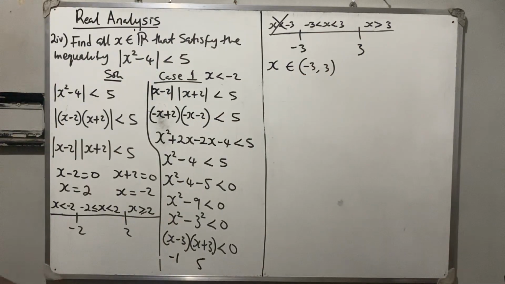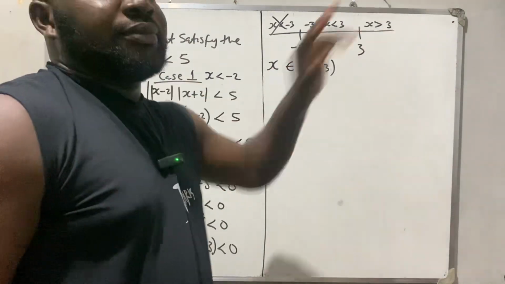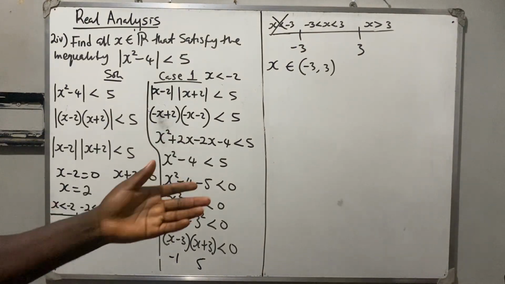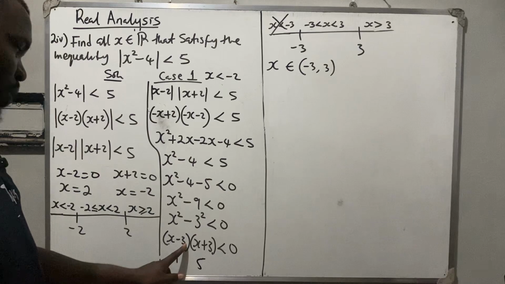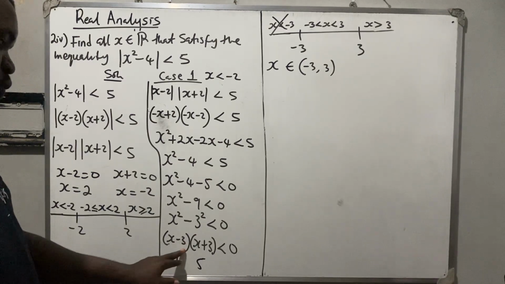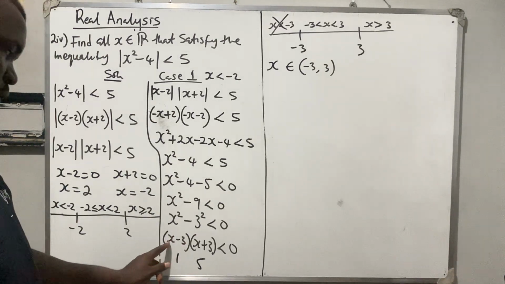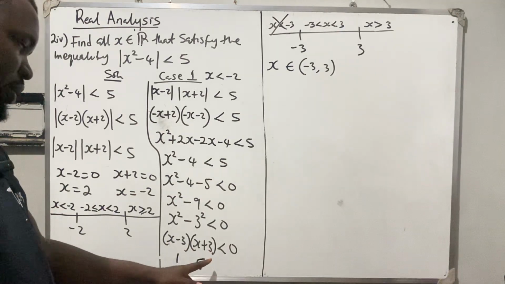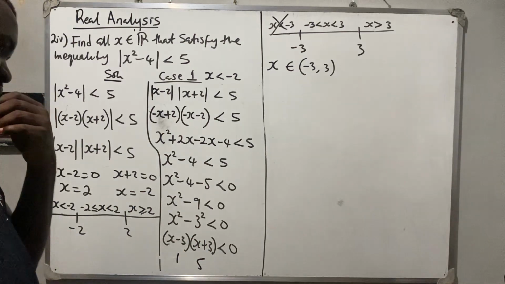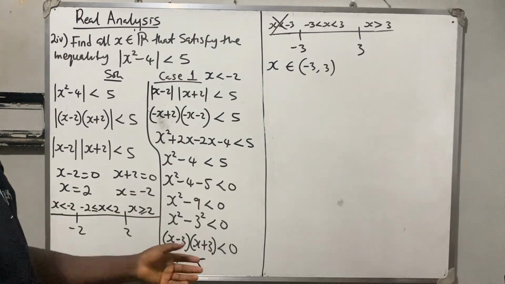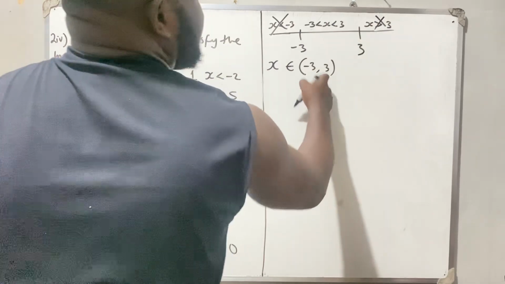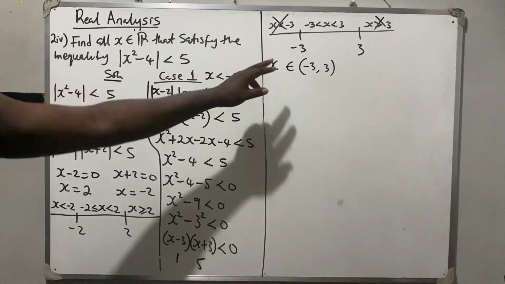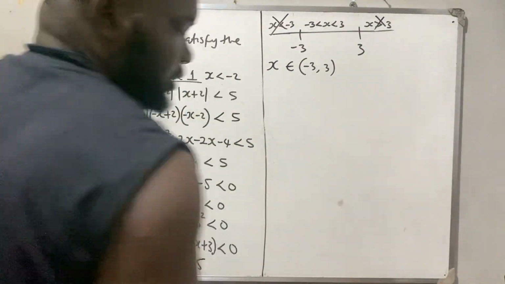Now, let us choose a number that is greater than 3, like 4. 4 minus 3 will give you 1, and 4 plus 3 will give you 7, and the product of them is not less than 0. So this one does not work as well. So the only thing that works is this. So the solution for case 1 is this one.